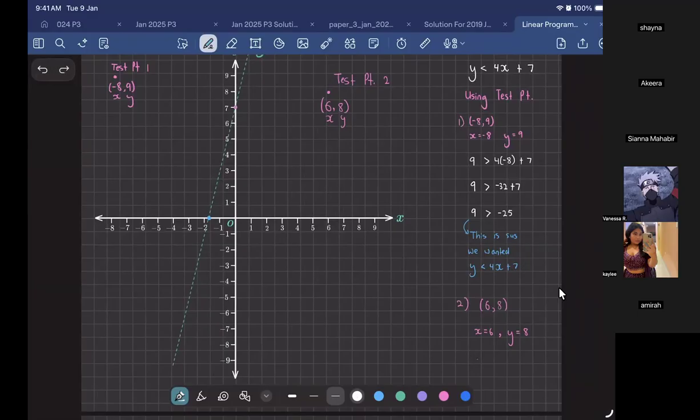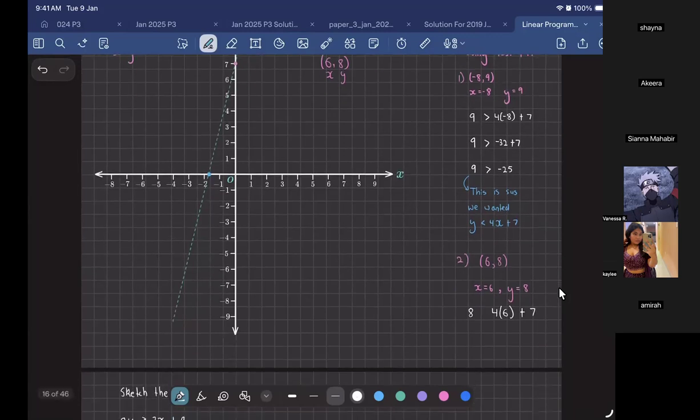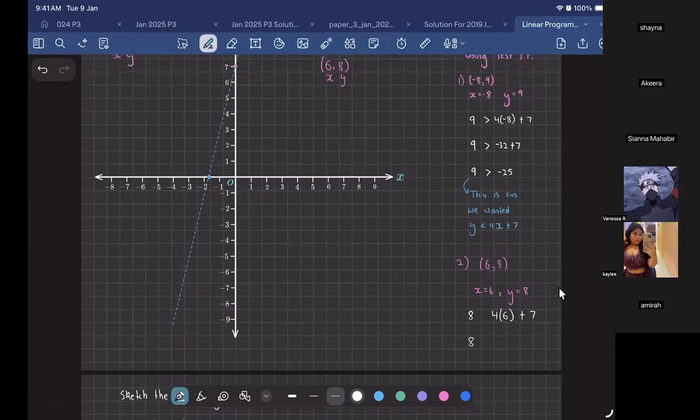So what is y? 8. Again, leave out the inequality sign for now. And we're going to write 4 by 6 plus 7. What is 4 by 6? 24. What's 24 plus 7? 31. So talk to me, guys. 8 is what than 31? Less than. Guys, does everybody see that 8 is less than 31? Yes, sir.